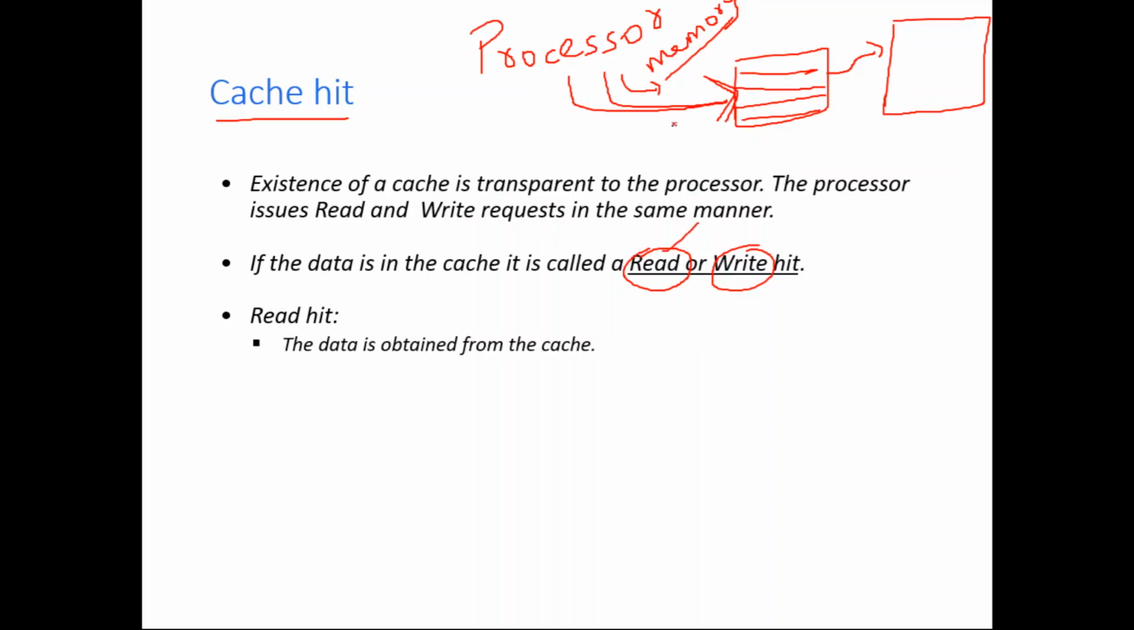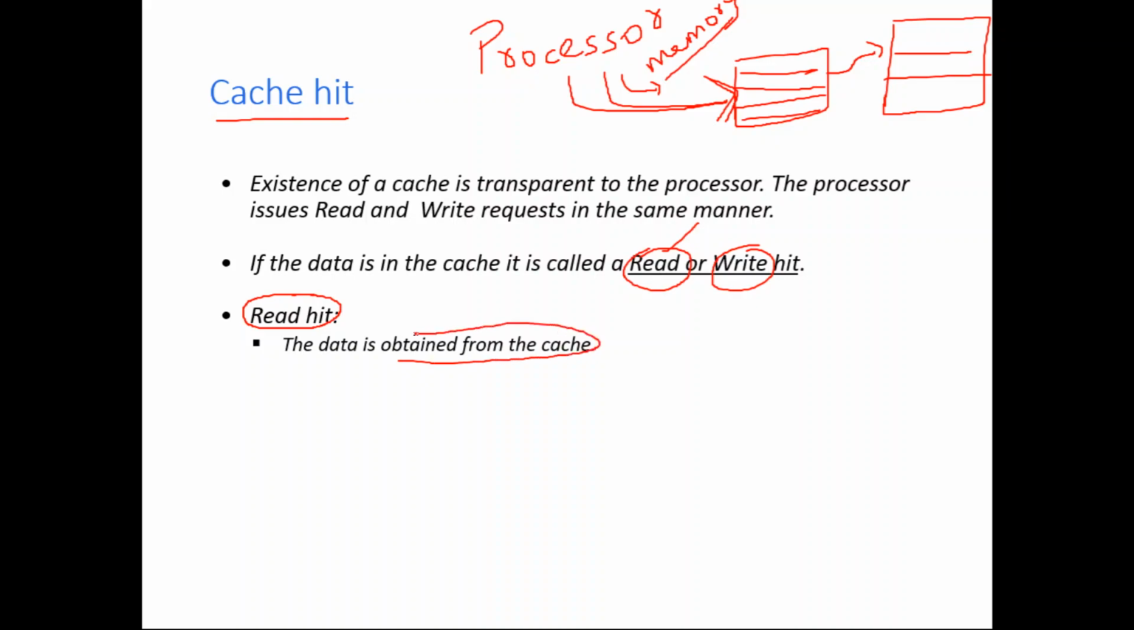If the processor wants to perform a write operation, and the address location to which you want to write is already available in the cache, then that is called a write hit. Fine. So when you perform a read operation, if there is a read hit, that is, the processor wants to read some data that is available in the cache memory itself, then just read that.